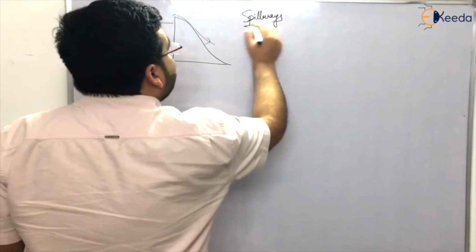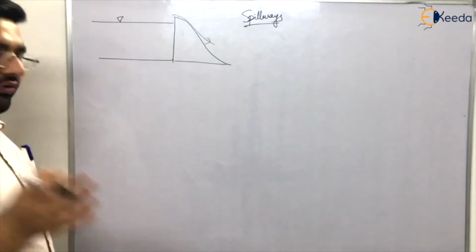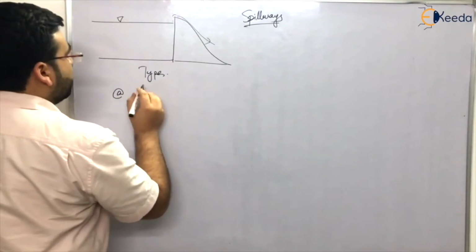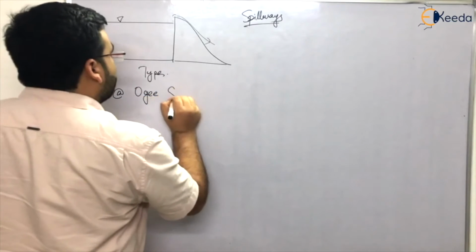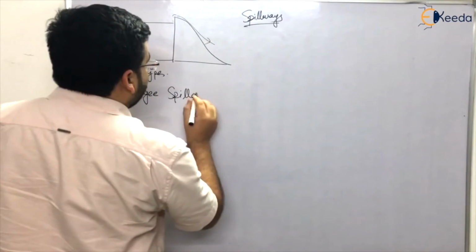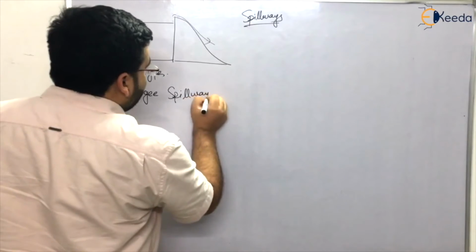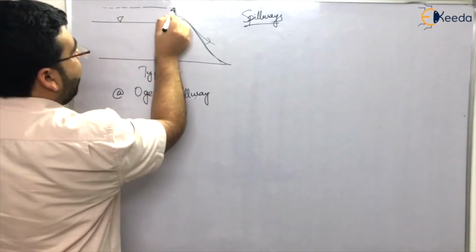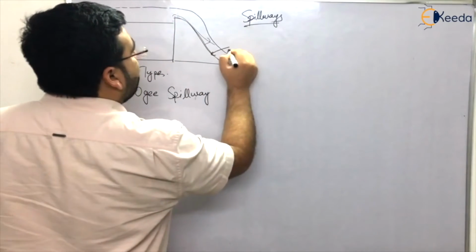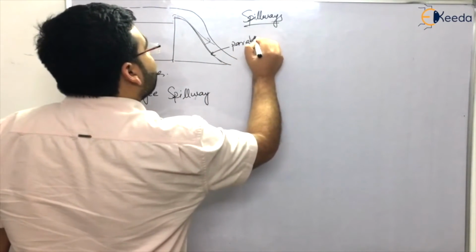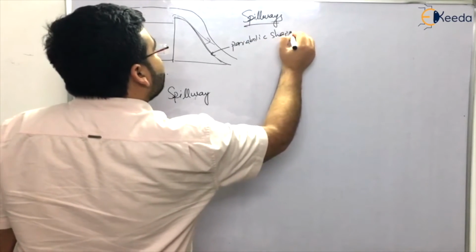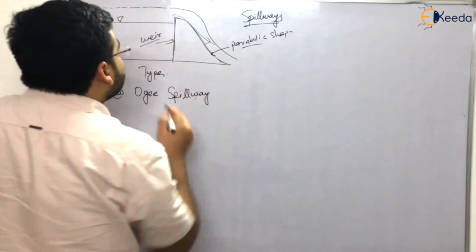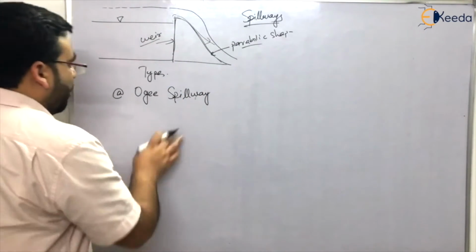So what is important in this topic? The types of spillways are important. The first one is the Ogee spillway. Ogee is a type of shape. What I have drawn is the Ogee spillway. Water will go up and after some time it will fall, so it has a parabolic shape, and this is my weir. Actually, it is a sharp crested weir, but it's a weir. So the Ogee spillway is this.